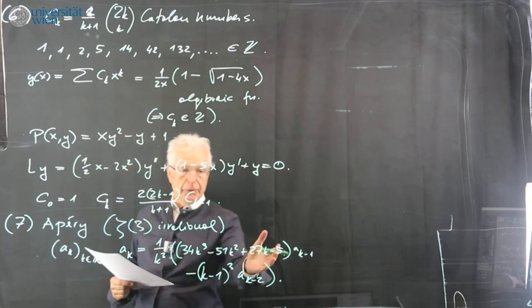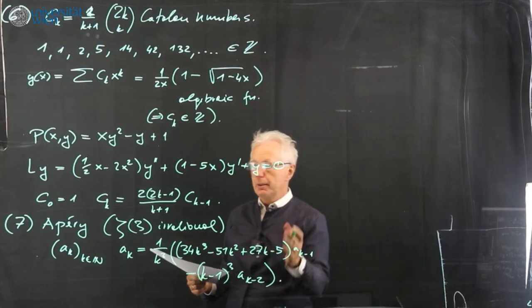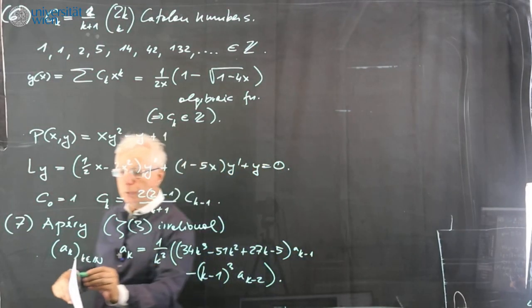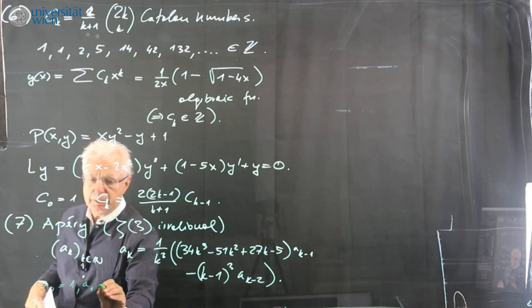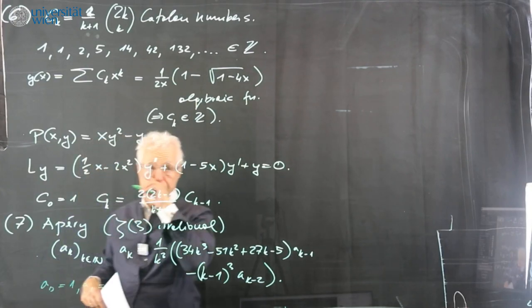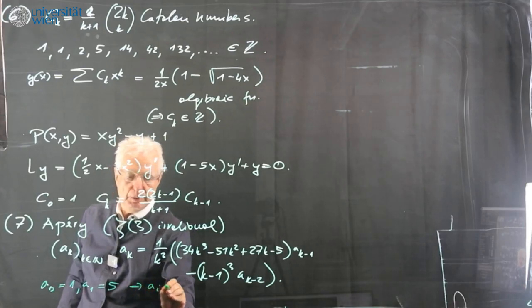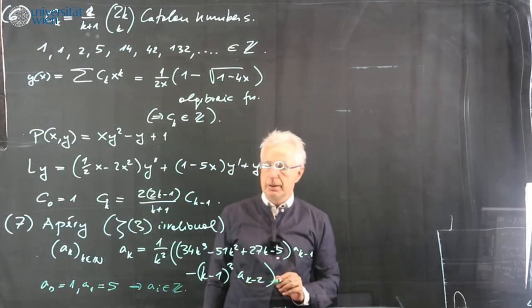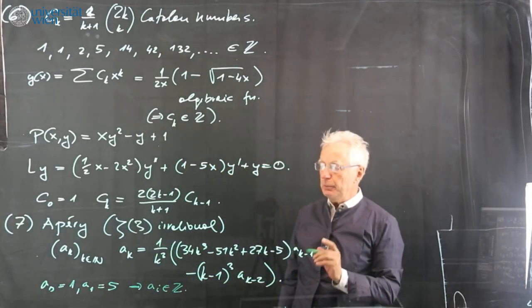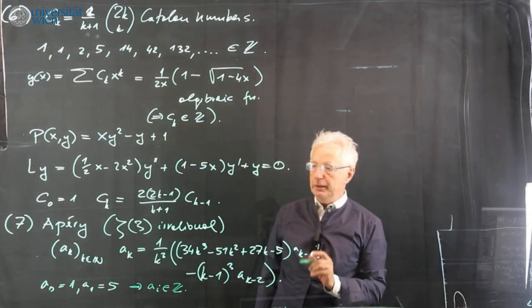Now, as you have a second order linear recursion, you can choose two initial values. If you take a0 equals 1 and a1 equals 5, then the ai will be in Z, will be integers. So if you can find a direct proof of this fact, I think people would be very interested.